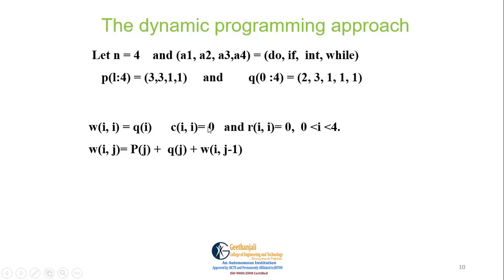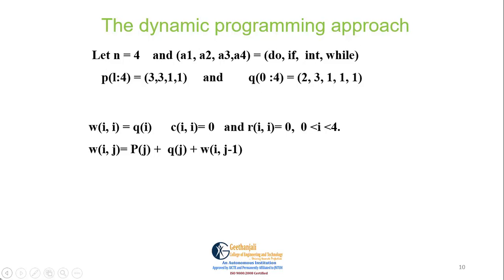Why are they empty trees? They don't have any element. Only one node is there, that is called a virtual node. And what is W of i comma i? What is the weight of the empty tree? Even though it is an empty tree, we are accessing it many times, so q will give the frequency of the empty tree. That's why W of i comma i is q of i, and C of i comma i is 0, and R of i comma i.